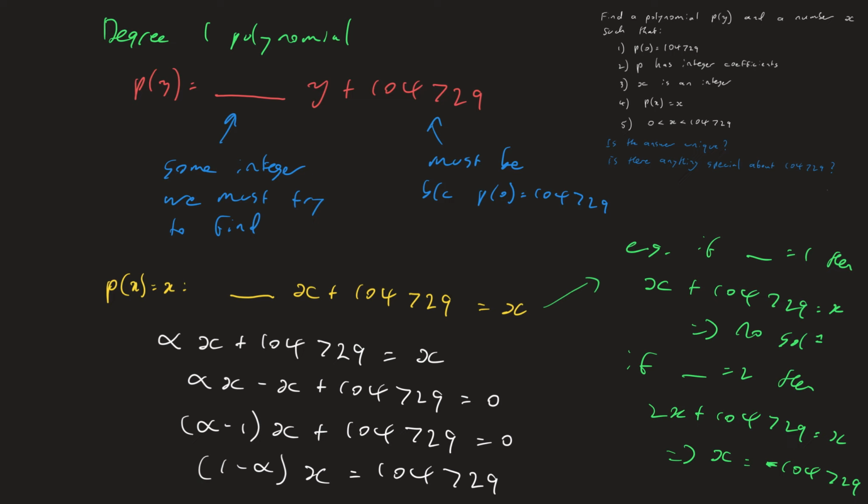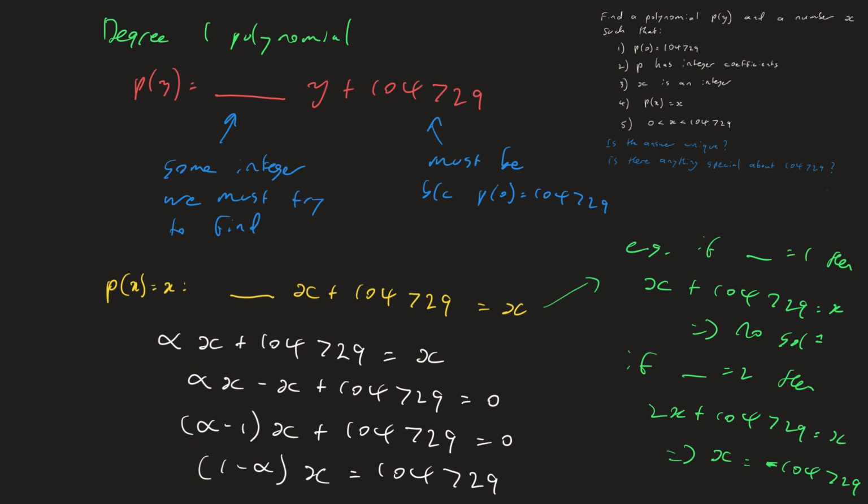So after all this, if I have a degree 1 polynomial that satisfies the first 4 requirements, then I find that I have to solve this equation here to find my x. And this alpha here is just some integer that we're trying to find. It determines what my polynomial p of y is, and this x is another integer that we're trying to find.